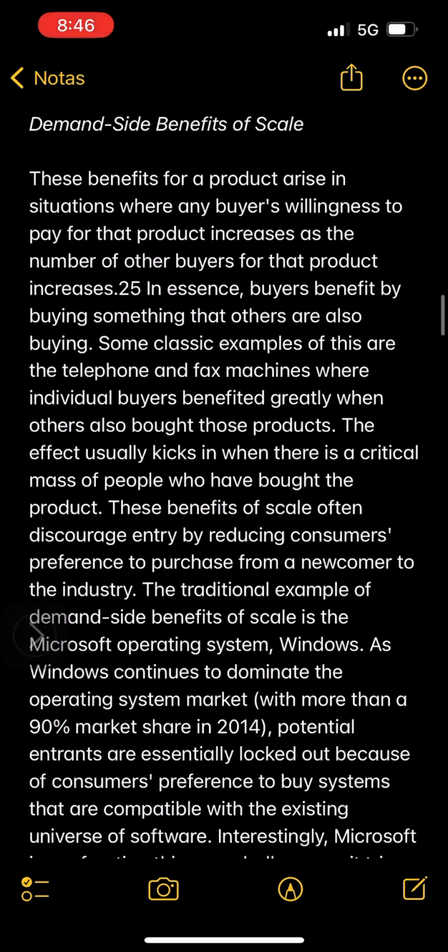Demand-side benefits of scale. These benefits for a product arise in situations where any buyer's willingness to pay for that product increases as the number of other buyers for that product increases. In essence, buyers benefit by buying something that others are also buying. Some classic examples of this are the telephone and fax machines, where individual buyers benefited greatly when others also bought those products. The effect usually kicks in when there is a critical mass of people who have bought the product.